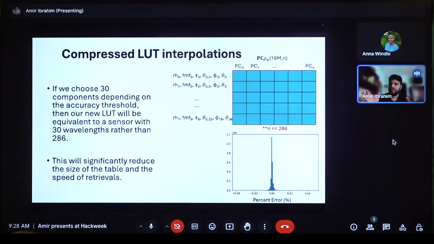So if we ended up choosing 30 principal components, you end up significantly reducing the size of your lookup tables, and you significantly improve the computational efficiency in your processing without compromising or adding additional uncertainty. You can see the figure below, this is the percent error in reflectance, and it's very, very negligible.